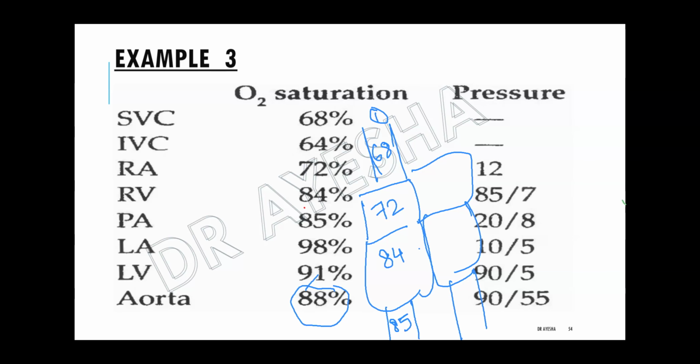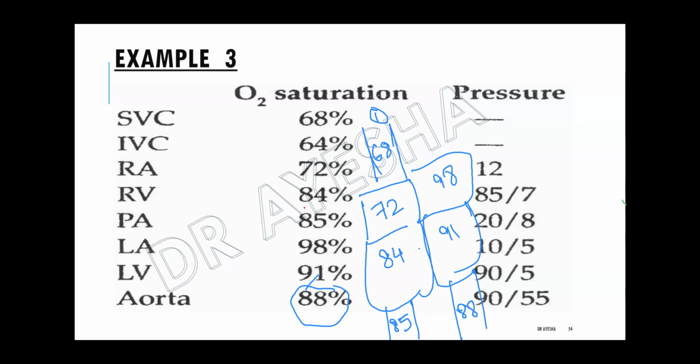Now back to the left side. What is the left atrium? It is 98%, very good, and the left ventricle is 91. Very good. And the aorta is 88. So this is the saturation.